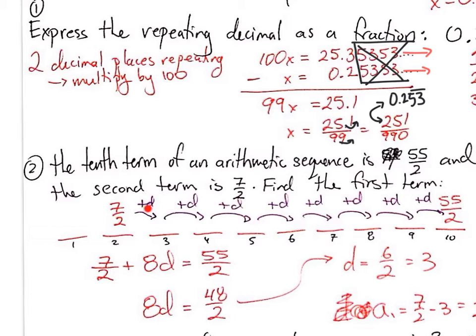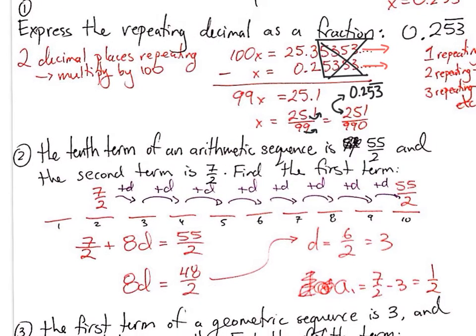So if the common difference is 3, we know in going from here to here, this would be 7 halves plus 3, this would be that number plus 3, etc. Our first term, which is what we're actually looking for, this plus 3 is 7 halves, so we can take away 3 from 7 halves to get our first term. So this is what I have here. 7 halves minus 3 is 1 half, and that would be a sub 1, meaning the value of our first term: 1 half. Okay.